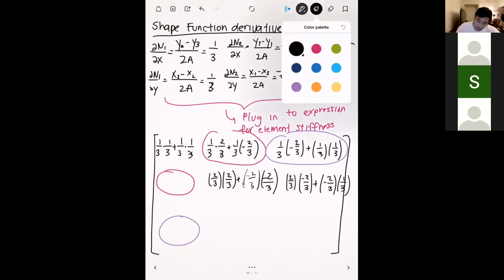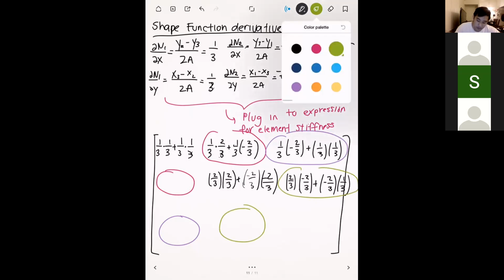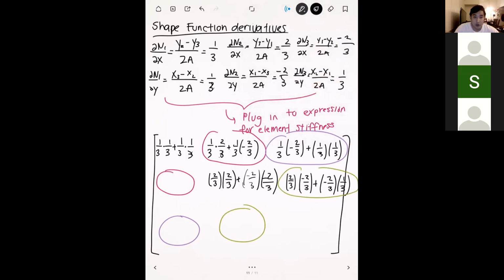Same thing here, so we're going to say that this one is equivalent to this one. And then finally, we have the term in the bottom right, which is dN3/dx squared. So this is going to be minus 2/3 times minus 2/3, plus dN3/dy squared, so it would be 1/3 times 1/3.